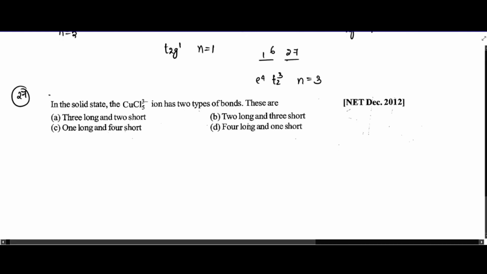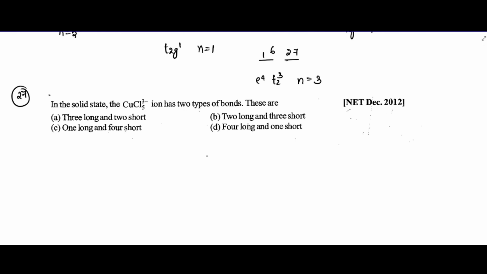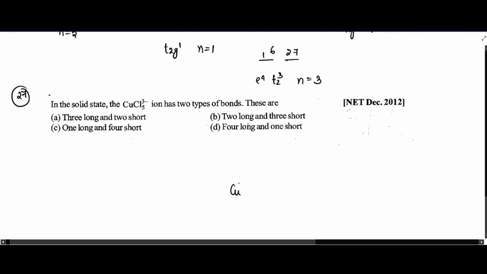So in the solid state, the CuCl5 3- ion has two types of bonds, and which is the correct one. So this is actually an exceptional property. We saw earlier that the axial bonds are longer. But when there are 5 Cl, you have equatorial bonds longer than the axial ones. Okay, 3 long and 2 short.